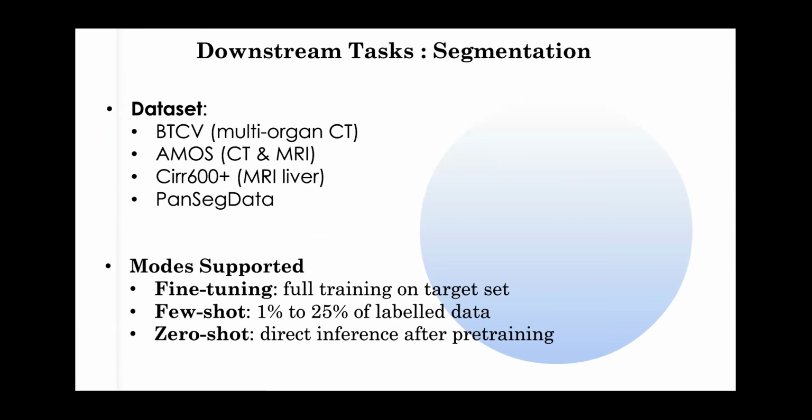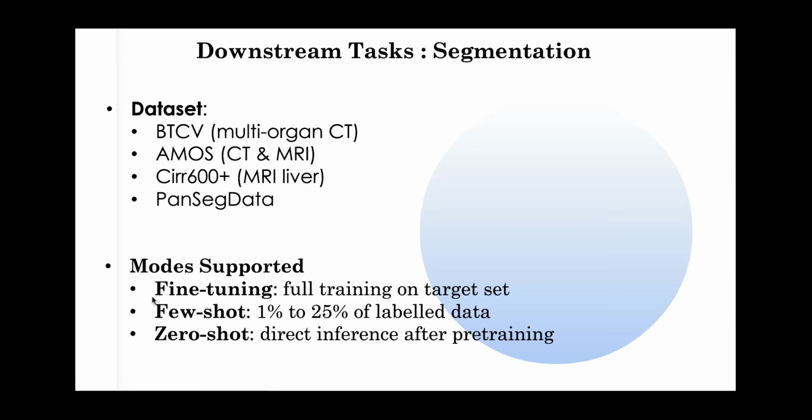After that, for the downstream tasks, we use the BTCV dataset, a multi-organ CT dataset. Then there is the AMOS dataset, which contains CT as well as MRI, also multi-organ. And these are two of our internal datasets: SEER MRI 600, the cirrhotic liver MRI dataset, and the pancreas dataset. These two datasets contain 3D MRI images.